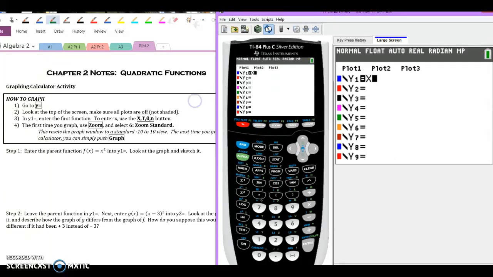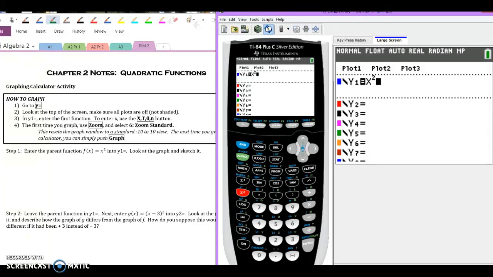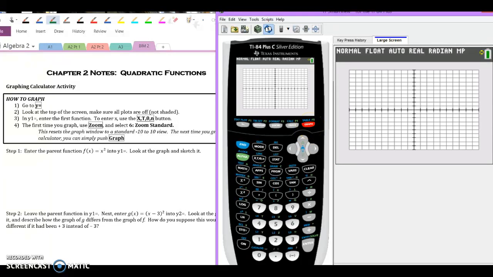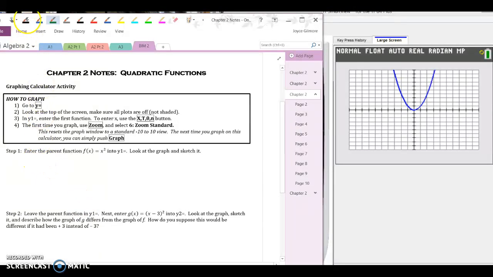Okay, so what are we actually doing today? We are going to graph y equals x squared. So number 1, step 1, enter the parent function f of x equals, remember that's just a fancy way of saying y equals, x squared into y1. So x, do you know the squared button? I just highlighted it in red. The button diagonal from the 7 is the square button, and that allows you to square your x. Okay? And let's push graph and see what it looks like. And then, to the best of our ability, we can sketch that on our page.